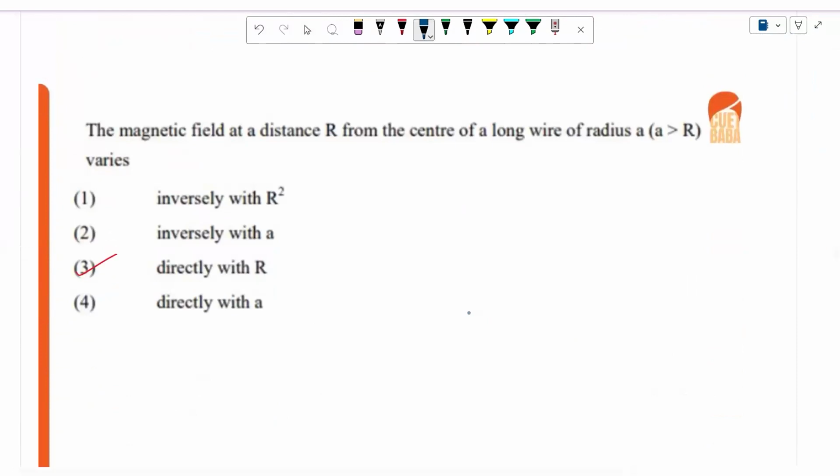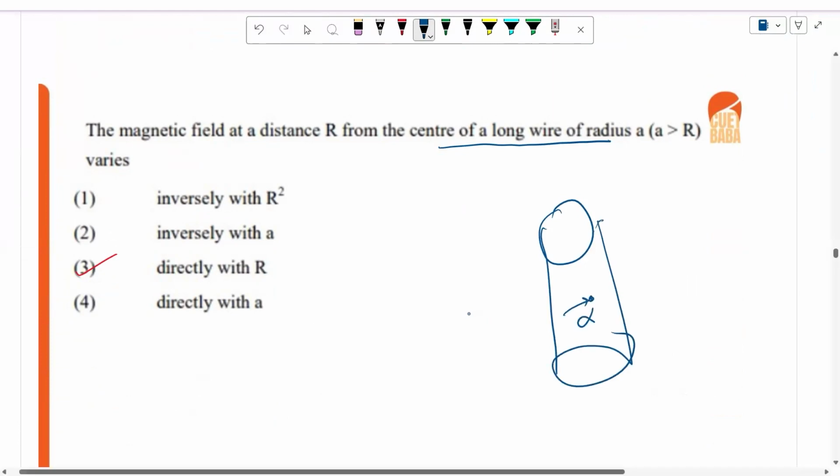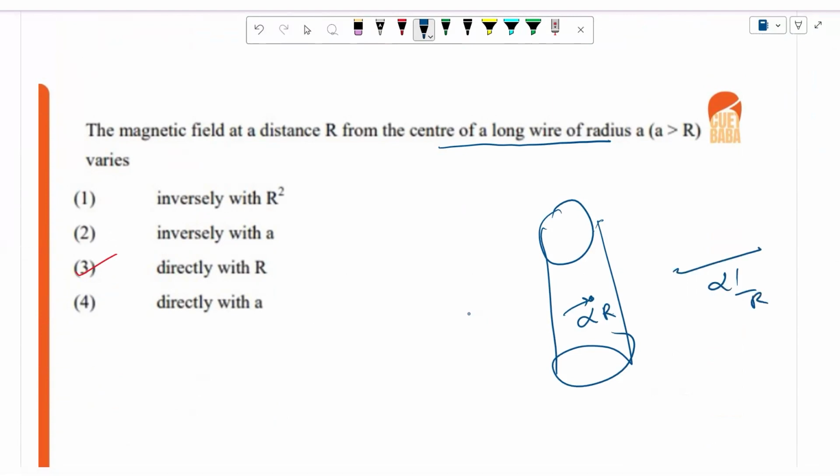Now, magnetic field inside the long wire. So inside the long wire, magnetic field is directly proportional to the radius, and outside it is inversely proportional to the radius. So it is asking inside, so directly proportional to R.